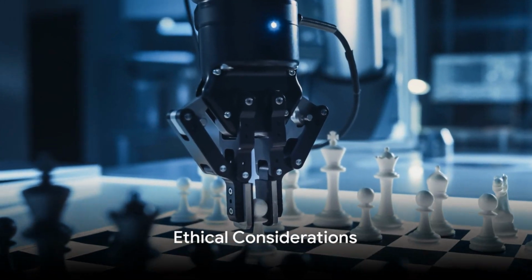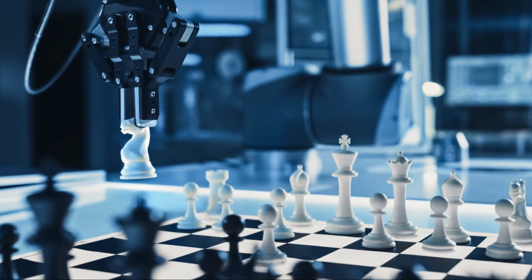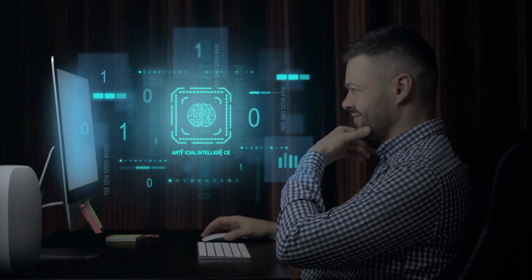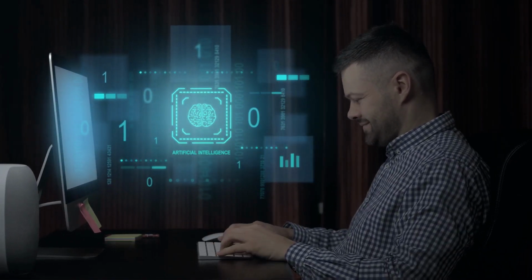However, adversarial search brings challenges, particularly in ensuring AI's decisions are ethical and aligned with human values. As AI becomes more prevalent, it's crucial to understand its decision-making process and ensure it benefits society as a whole.